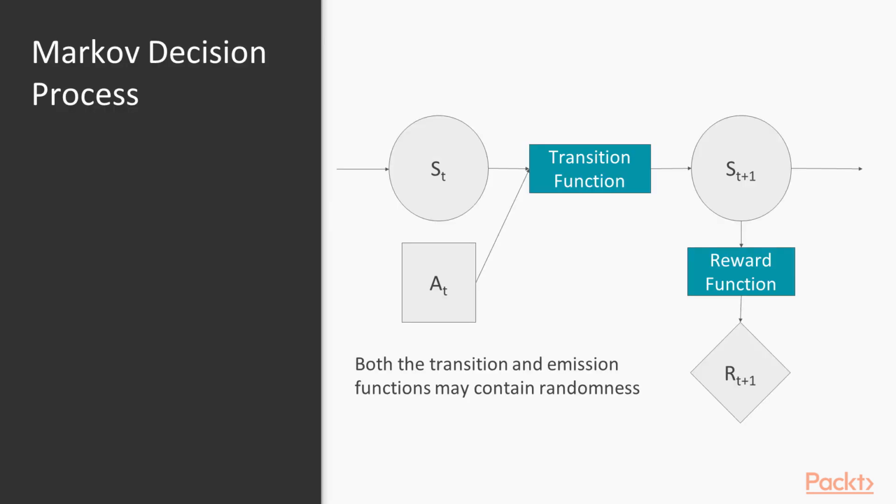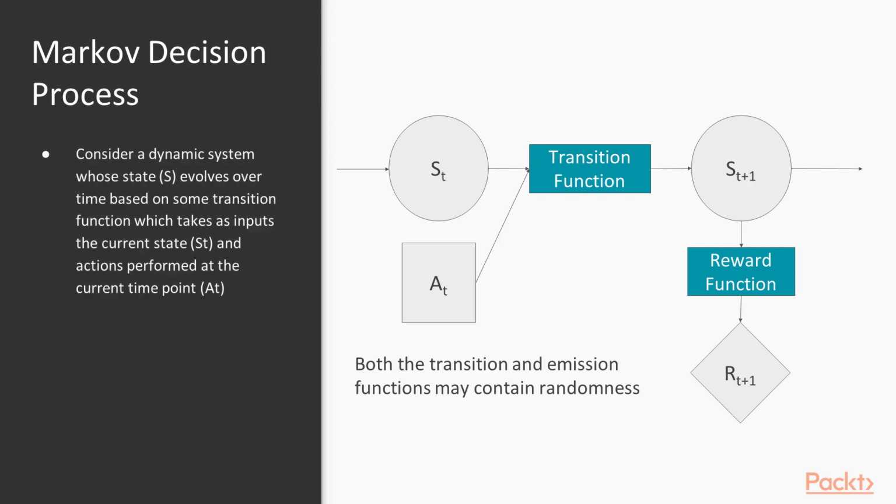Now, to get a really rigorous understanding of what we're trying to do with reinforcement learning, I'd like you to consider a dynamic system. The state of this system, which is being represented by S in this diagram here, evolves over time based on some sort of system dynamics. These system dynamics are governed by what we call the transition function. So the state of the system at the next time point depends on the state of the system at the previous time point, as well as whatever action we do at the previous time point.